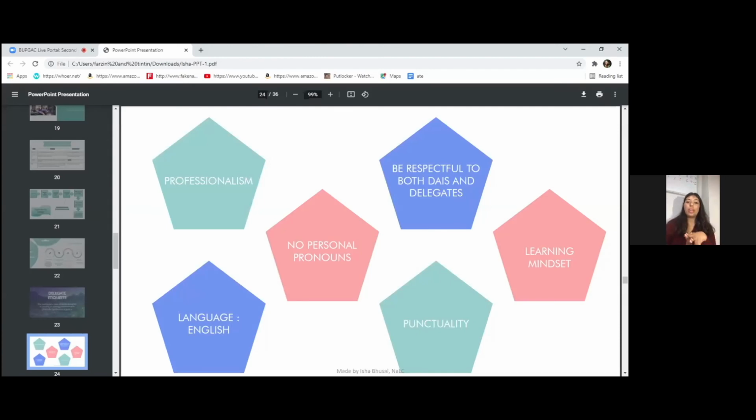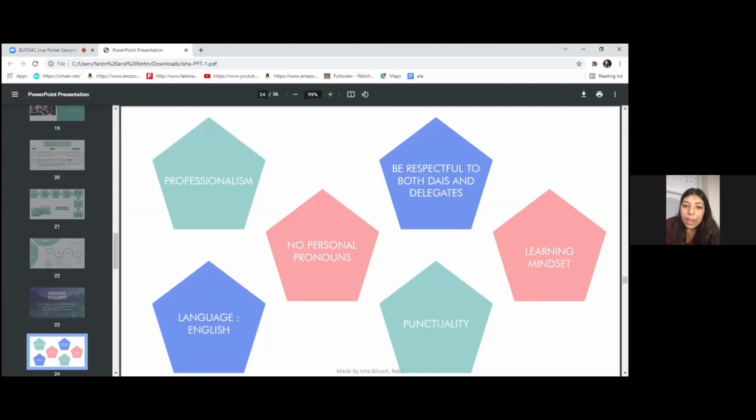So, no personal pronouns. This is a thing where you can actually raise a point of order. You cannot say I, because you are not you. You're a nation. So you should say we, or your nation's name. The United States believes that, or we believe that. You cannot say I believe that, or I am calling out this delegate. No. Say the delegate of USA is calling out the delegate of Afghanistan. We can never use personal pronouns. No he, no she.